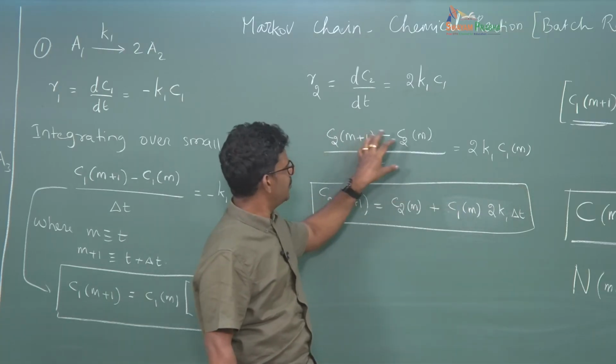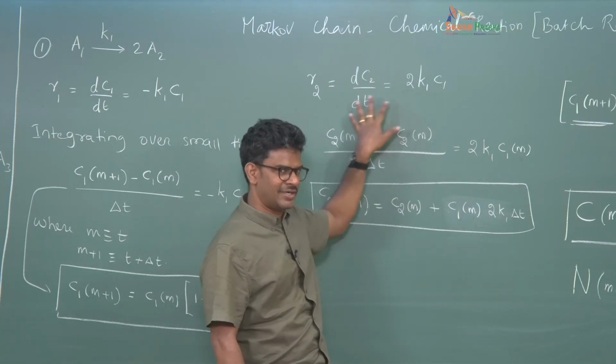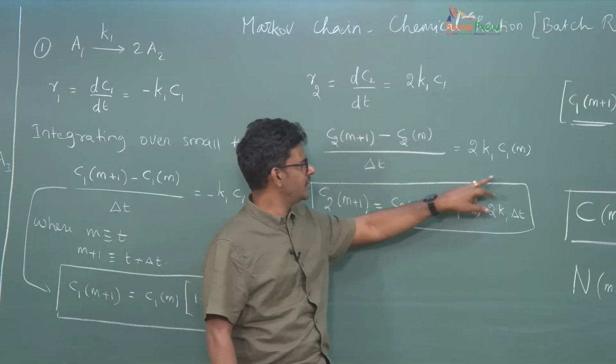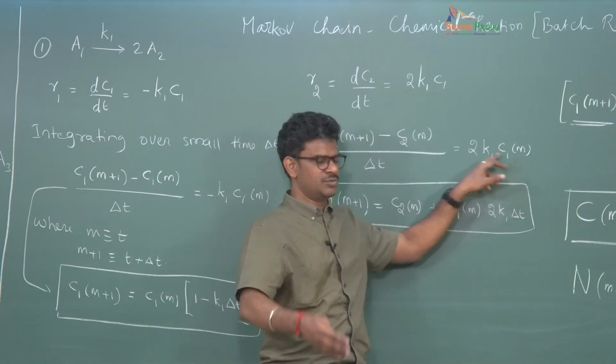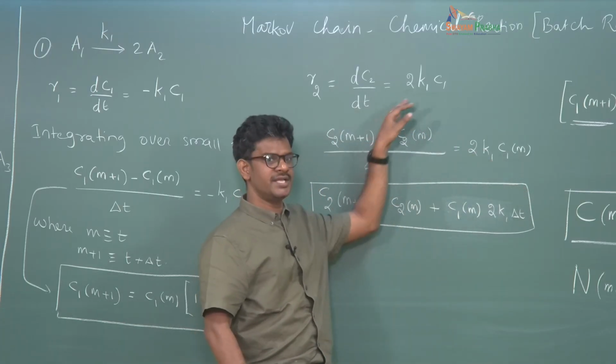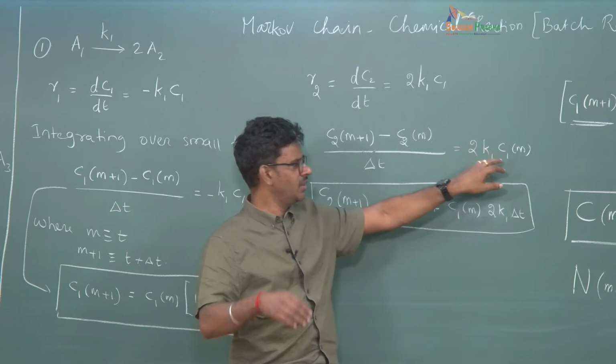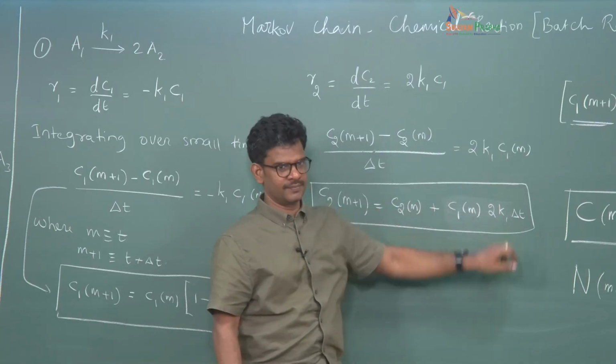Because this rate depends on the current state. On the left hand side you have a rate, and that rate depends on the current state concentration, not the next. This is more like a propagation, right? So to see what's happening to the next time step, you need the current information.